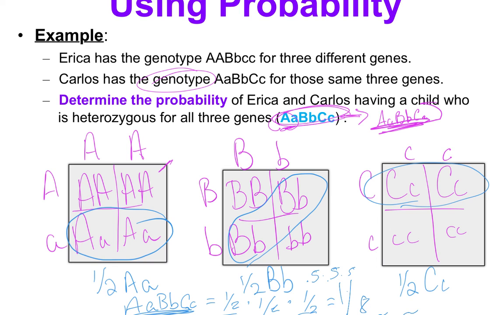And to turn that into a percentage, it's 12.5%. So there's a 12.5% chance that Erica and Carlos will have a baby that is heterozygous for all three of those genes.